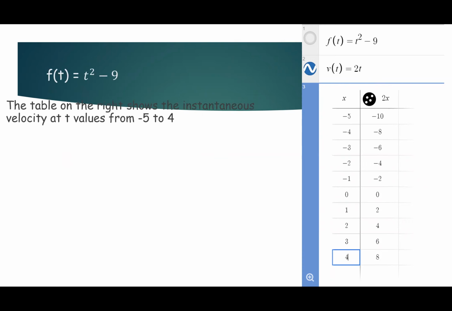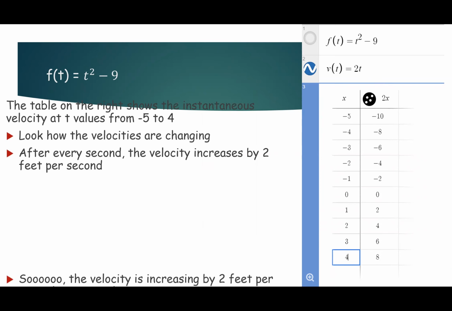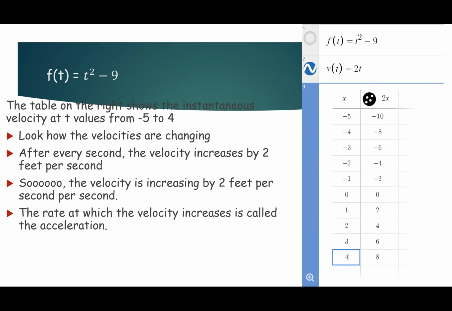So the table to the right shows the instantaneous velocities at t values from -5 to +4. Look how the velocities are changing. They're increasing by 2 every second. So the velocity is increasing by 2 feet per second every second, or 2 feet per second per second.